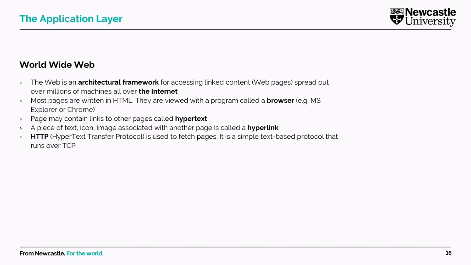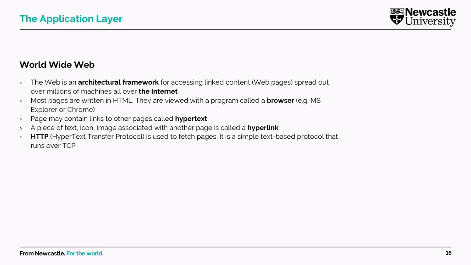So the web is essentially the product of this initial creation, and the idea is that you have web pages that are across different machines on the internet, and these are written in HTML, and that you can view those using a special piece of software called the browser. So back in the days, browsers were very simple pieces of software, but nowadays they're probably one of the most sophisticated and advanced pieces of software out there.